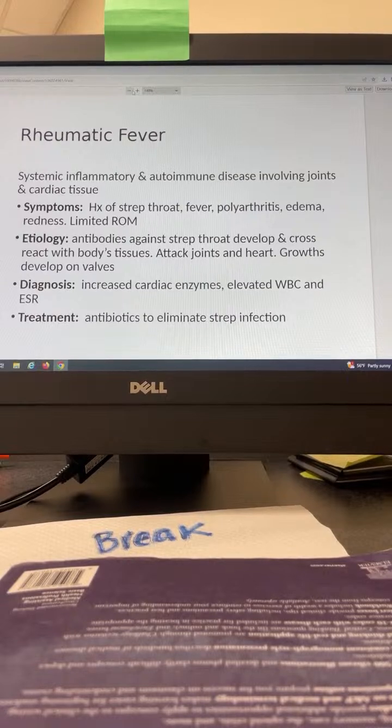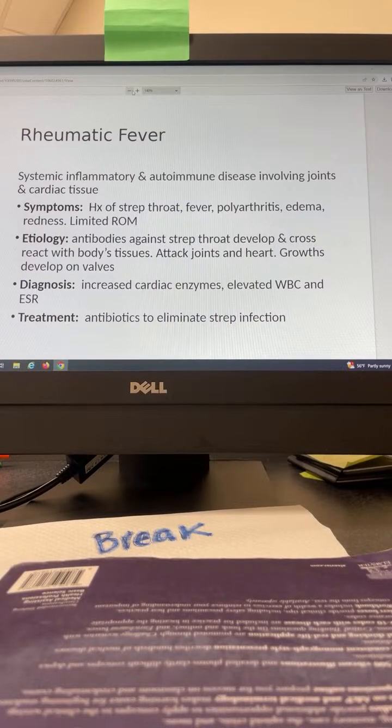Symptoms. So they will have had a history of strep throat recently, within the past week or two, and fever because they have an infection. Polyarthritis, poly meaning multiple, so it's not going to be just one joint, it's going to be systemic, like all the joints, so your knees, elbows, hands, whatever. Swelling as well, redness, and limited range of motion. So it's going to be painful to move those joints, right, because they're going to be swollen and in pain, so you're not going to have as much range of motion.